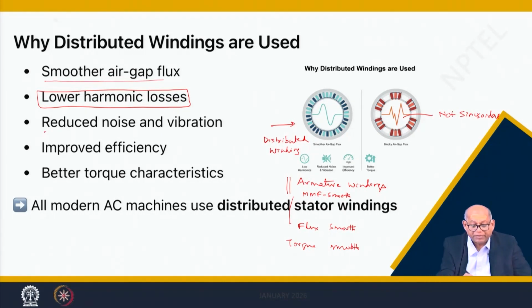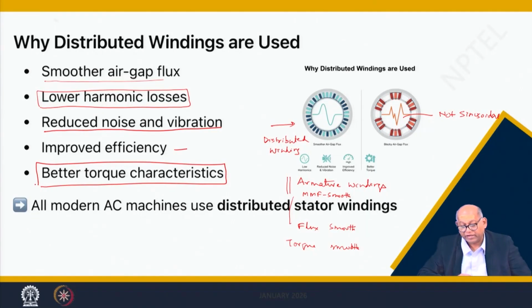And obviously, because there will be smooth torque, there will be no vibration or noise. Efficiency is better and there will be better torque speed characteristics. This we will see later on. That means there will be smooth torque speed characteristics. So, this is the whole idea of a distributed winding. Therefore, we will avoid the rectangular winding or the concentrated winding.